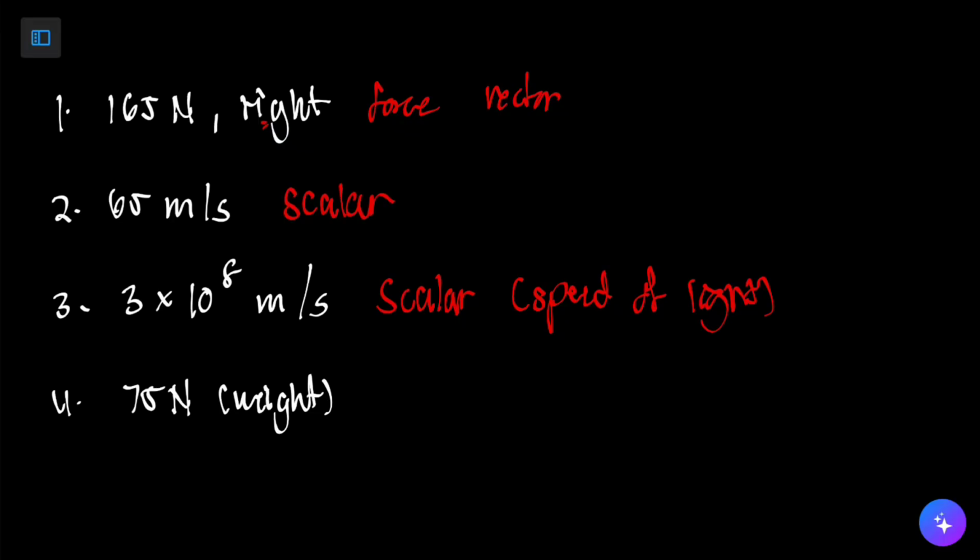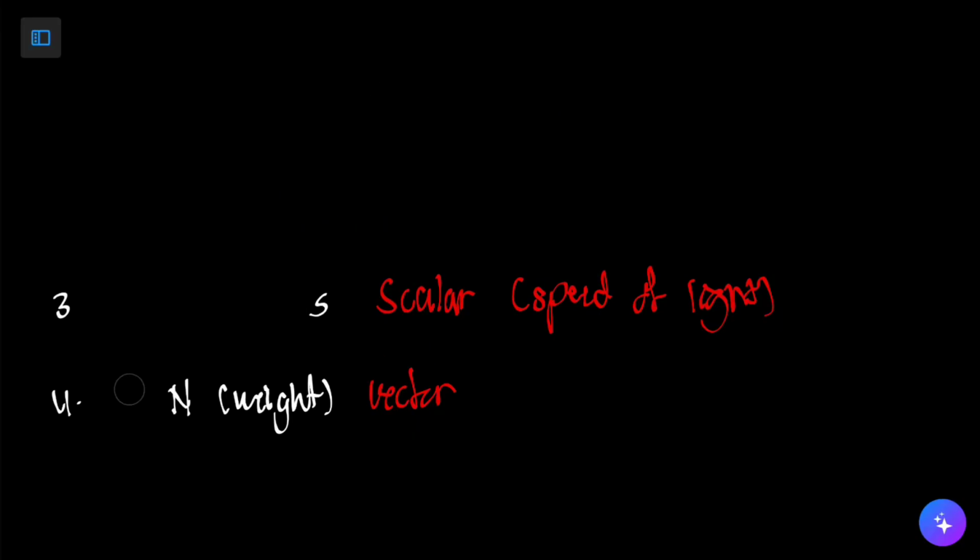And number 4 is 75 newtons, and it says it's the weight. It's the weight of an object, so meaning it's a vector quantity. Moving on from that, let us discuss vectors.